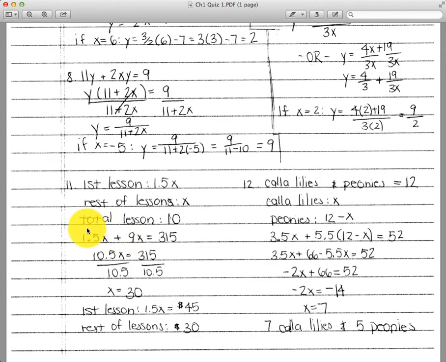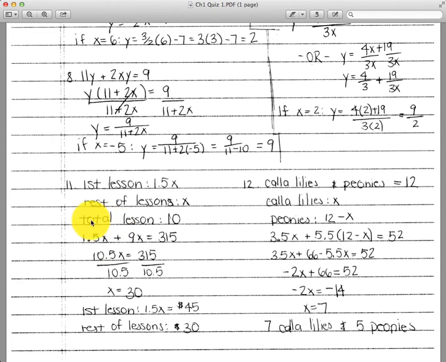In number 11, you have a problem where it says that all of your lessons cost the same amount except for the first lesson, which is 1.5 times as much as all the other lessons. It says that you take a total of 10 lessons and it costs you $315. Well, if you have taken 10 total lessons, that means that you had one of the first lessons, which means you have 9 more lessons.